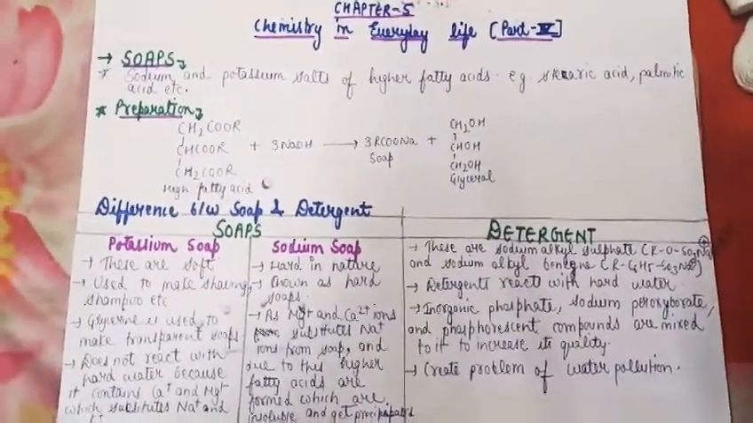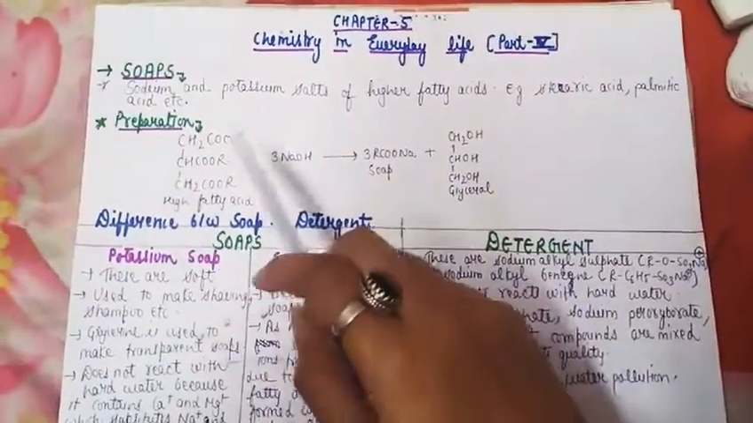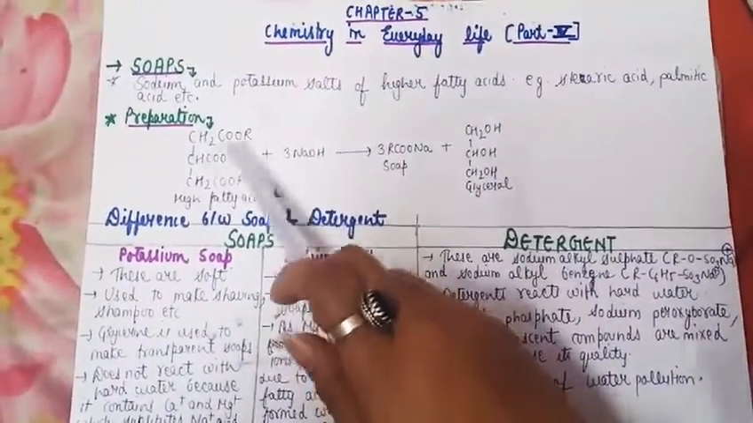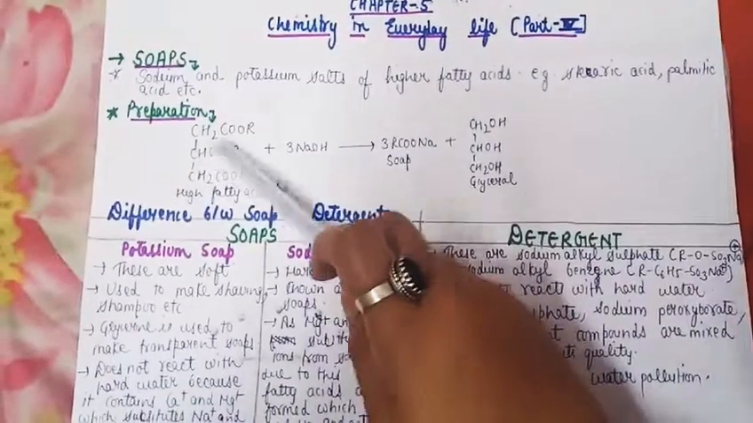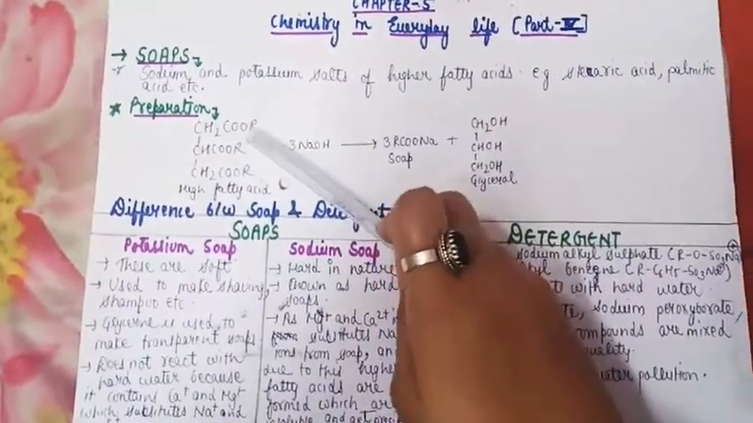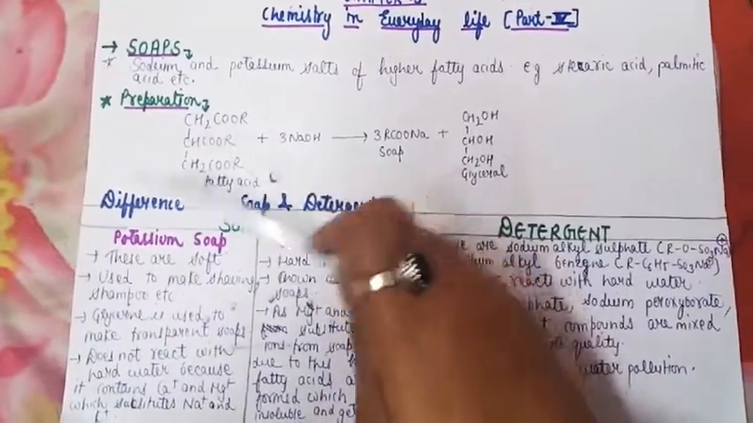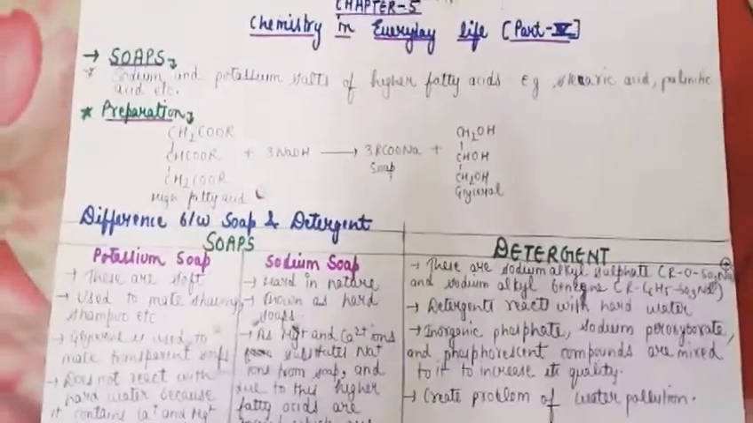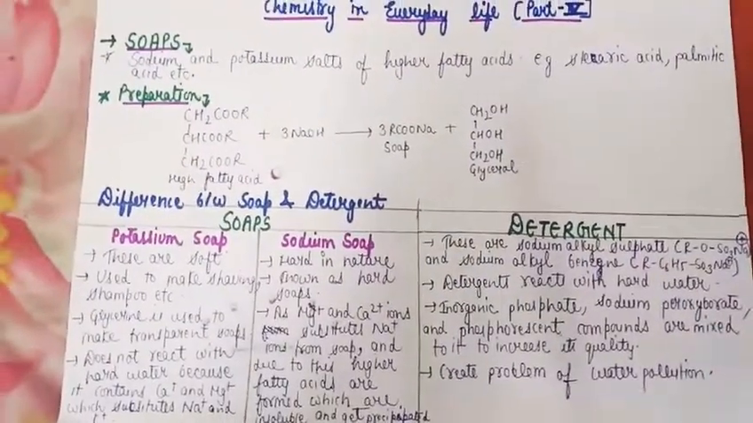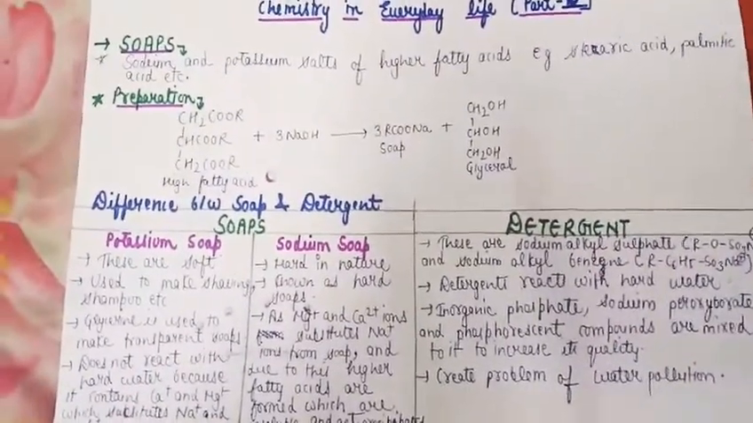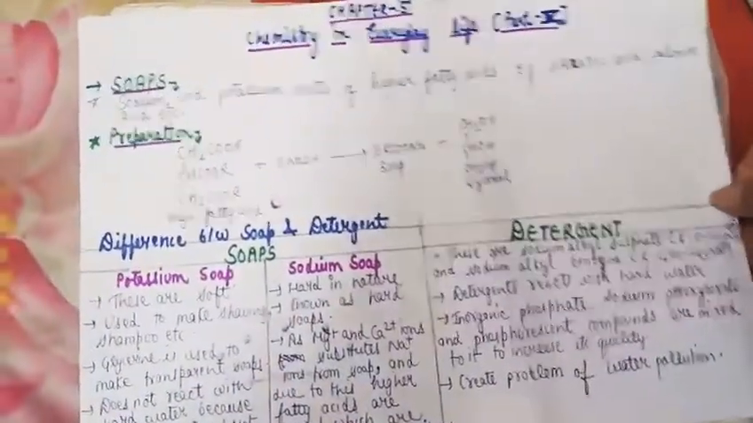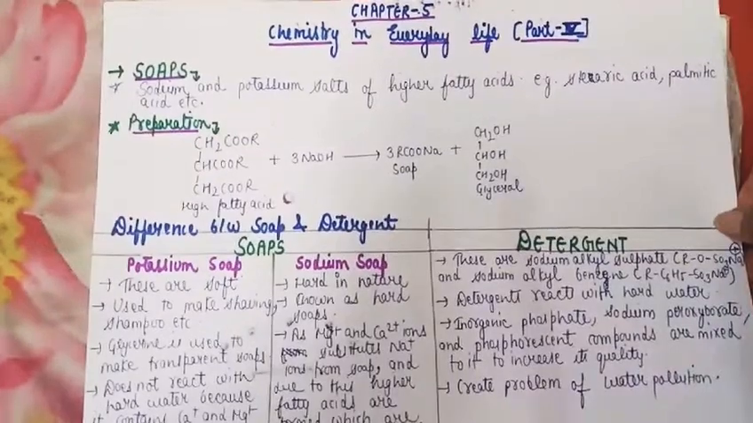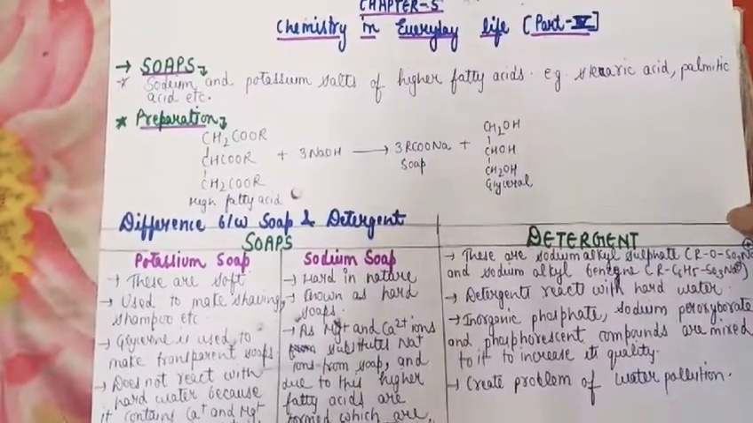Fatty acids have a similar formula, that is CH2COOR, CHCOOR and CH2COOR. Here C is carbon, H is hydrogen, as you all know. Here R is an alkyl group. What is an alkyl group? It has carbon and hydrogen. When these fatty acids react with NaOH, that is sodium hydroxide, soap is formed, and soap is RCOONa. That is the common formula of soap. In addition to this, CH2OH, CHOH and CH2OH, glycerol, is formed.